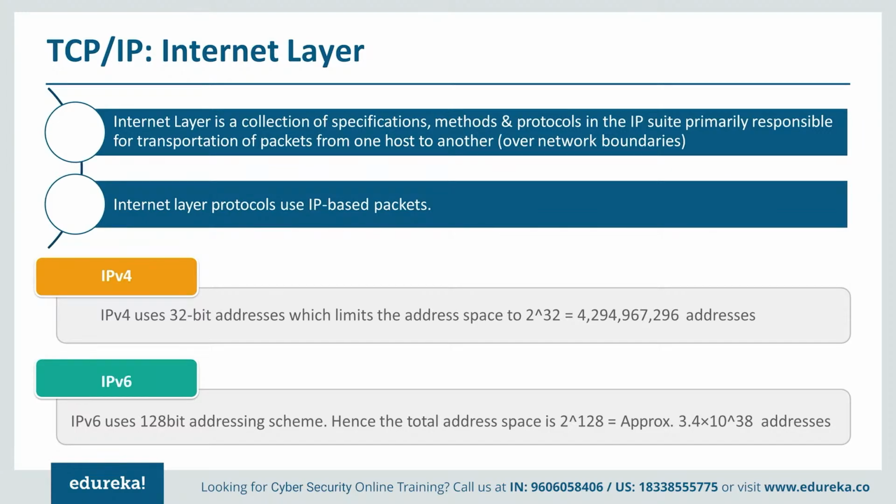Likewise, the other address type, IPv6, is 128-bit addressing. So it's approximately 2 power 128. The IPv4 address space is just 2 power 32, but IPv6 gives 2 power 128. So it's too large. We get billions of addresses we can use.